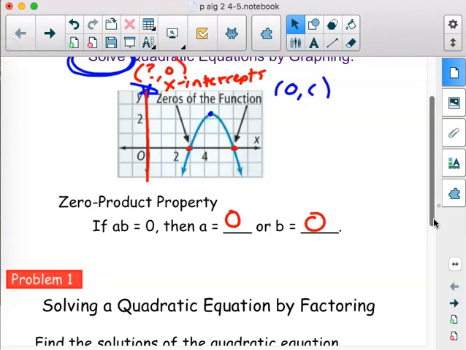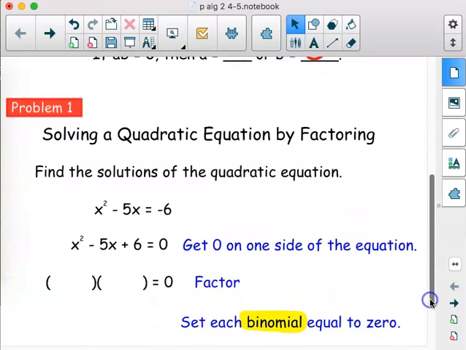A equals 0, B equals 0, or they both equal 0. You know, they have to. That's the only way you can multiply two things together and get 0, is if one of them happens to be 0. So what we're going to do is going to feel like tremendous amounts of review about factoring.